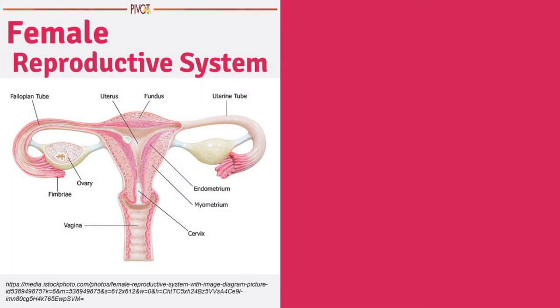Let's start with the female reproductive system. This is the picture of the female reproductive system. Now let's discuss its parts and functions. The first one is the ovary. It produces egg cells. So these are the ovaries. A female has two ovaries, and each is said to be as small as an almond.